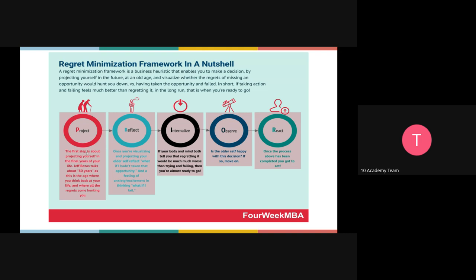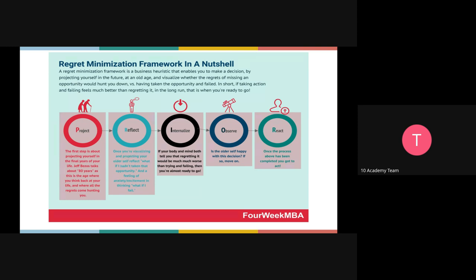So for this, if I can just summarize your regret minimization framework, it has five steps. The first one is, if you're faced with a decision, project yourself and look at yourself in the next 10 years or 5 years. You have two decisions to make, A or B. If I make decision A, where will this land me in the next 10 years? If I make decision B, where will I be in the next 10 years?